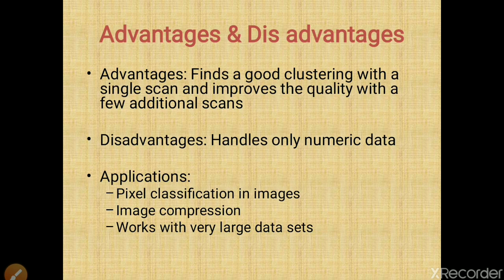Now the main advantages and disadvantages of the clustering. The advantages are that the BIRCH algorithm finds a good clustering with a single scan and improves the quality with a few additional scans. We are scanning just once, with no need of scanning the entire data repeatedly. That is one of the advantages. And if we rescan the entire data, that is just like refining the cluster, so it will improve the quality of the clustering method.